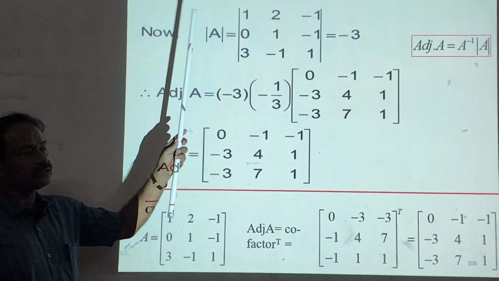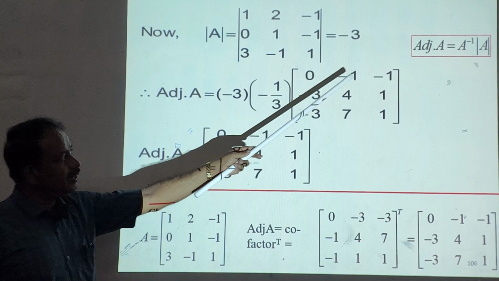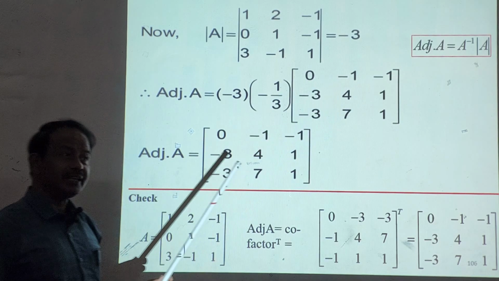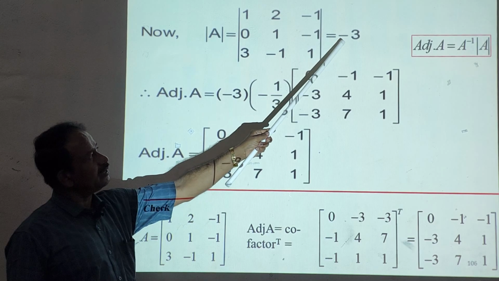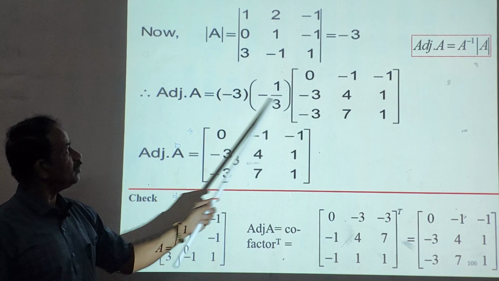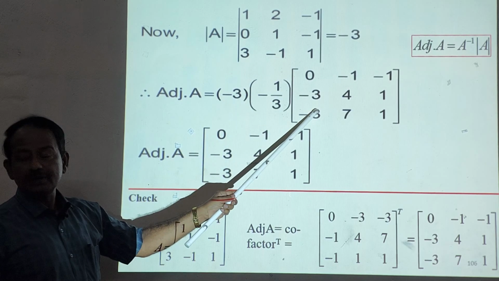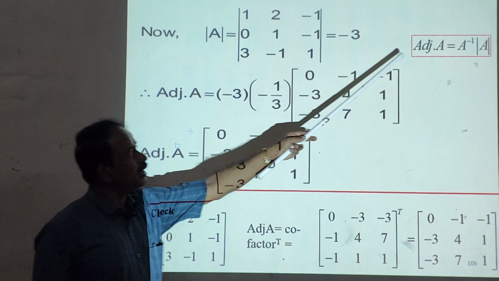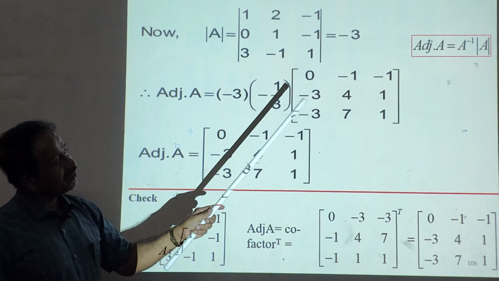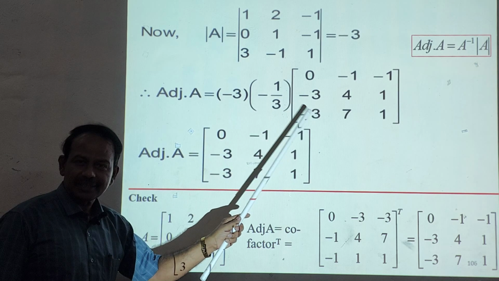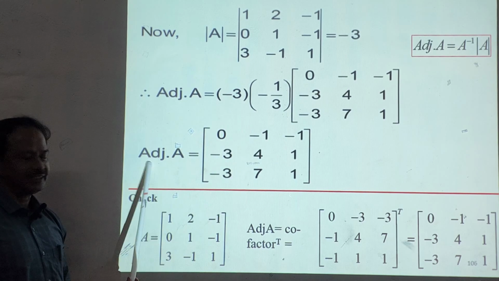Okay, that's all. Det A is easy to calculate. So as usual we will have to find out det A here. So we have found out now det A. Adj A equals A inverse multiplied by det A. So this is your det A, and this is your A inverse. See here, adj A equal to A inverse, which we have found out, multiplied by det A. So this is your det A, and this is your A inverse. So 3 will go off, minus minus plus, and this will be your adj A.